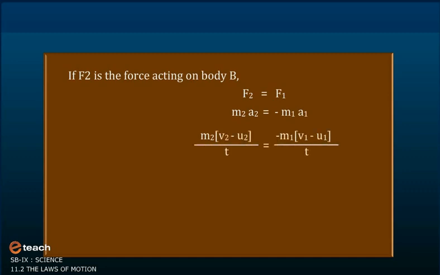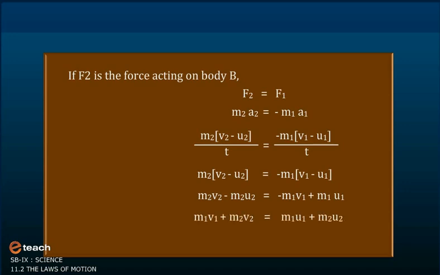m2 into (v2 minus u2) upon t is equal to minus m1 into (v1 minus u1) upon t. m2 into (v2 minus u2) is equal to minus m1 into (v1 minus u1). m2v2 minus m2u2 is equal to minus m1v1 plus m1u1. m1v1 plus m2v2 is equal to m1u1 plus m2u2. Final momentum is equal to initial momentum.